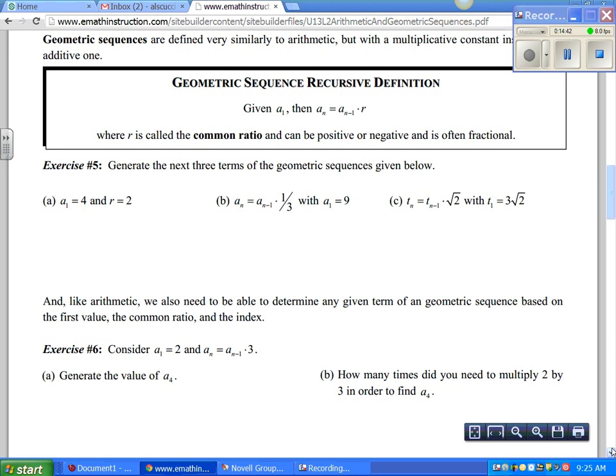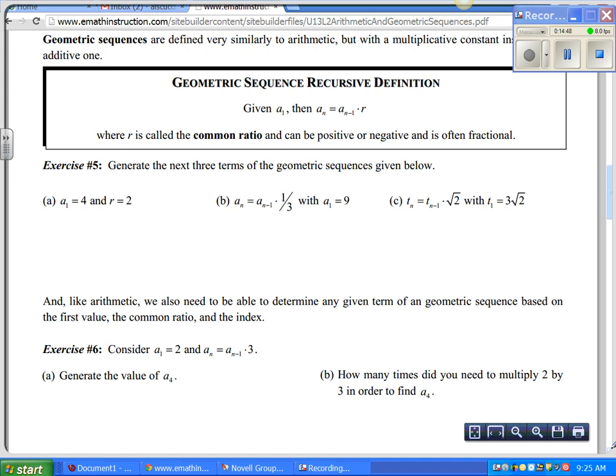Okay, same thing. So let's talk about recursion for this real quick. This should be quick and easy, guys. We know our first term is a sub 4. How would I find my second term? Look at my formula. 4 times 2. Remember, geometric is multiplication. So this gives me 8.